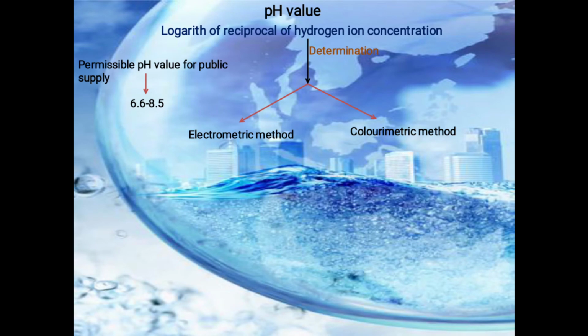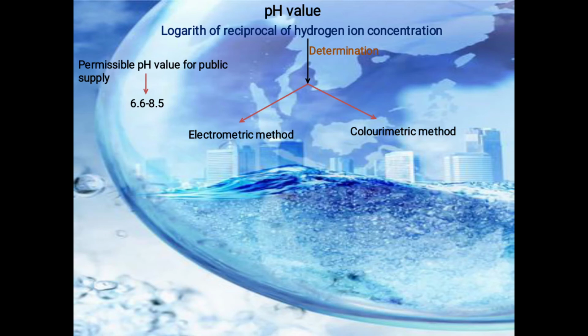Then in colorimetric method, some indicator is added to the sample of water and the color formed is compared with the standard color solutions or color disc of known pH. The usual indicators are bromophenol yellow, methyl red, bromophenol blue, etc. for acidic range, and thymol blue, phenol red, cresol red, etc. for alkaline range.